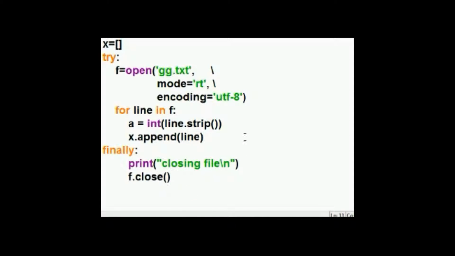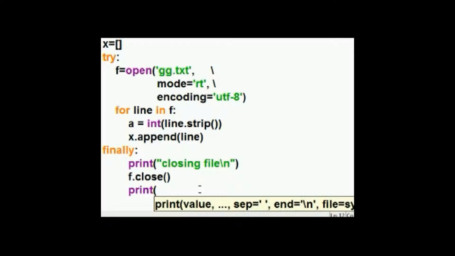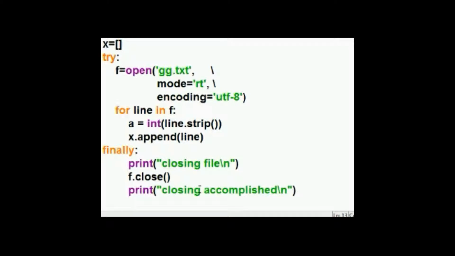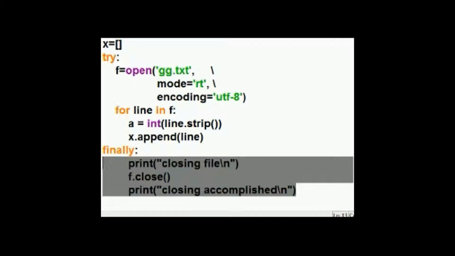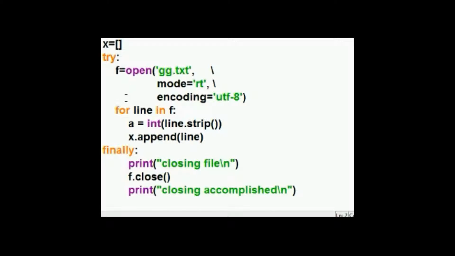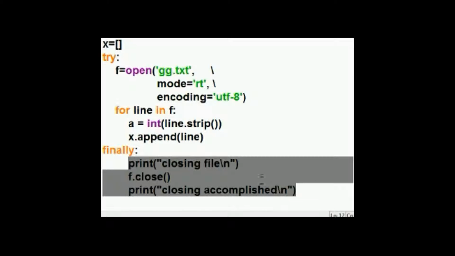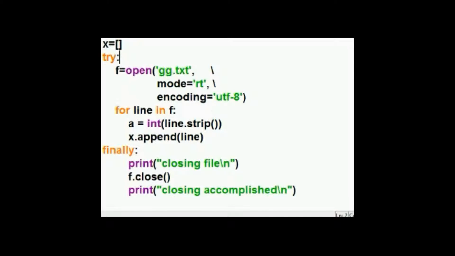And afterwards, just to show that it did get executed, I could key in "closing accomplished\n", in quotes, like so. That way I will have visual verification that it executed these lines of code. Now, this is going to generate an error when it gets to this line. Jump over to here, execute these lines. Let's see if that happens.